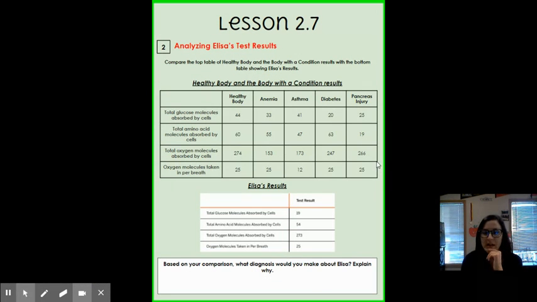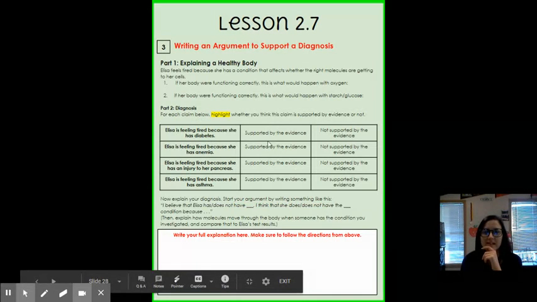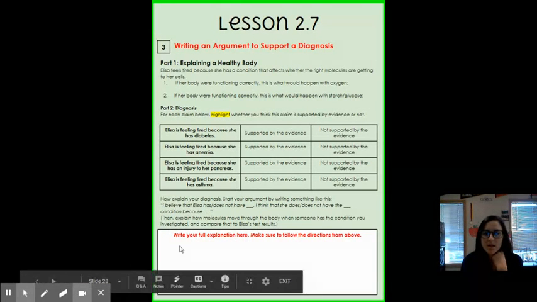And think about, okay, what is she missing? I see her glucose is really low. What condition is affecting glucose? And then you're going to make a little diagnosis down here. And then the last page is writing an argument. So you're going to write an argument down here to support which diagnosis you think that she has.